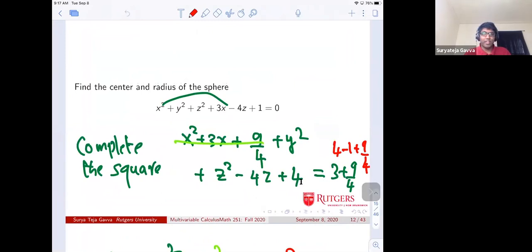You have this equation and you want to find the center and the radius. You don't see the center and radius directly, so we have to complete the squares and then you'll see the center and the radius.